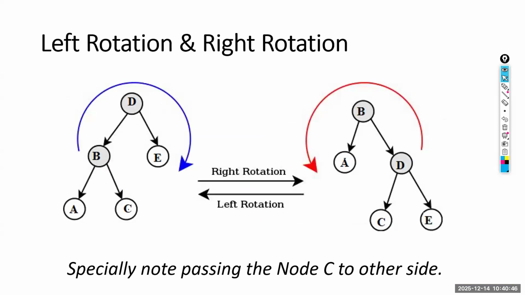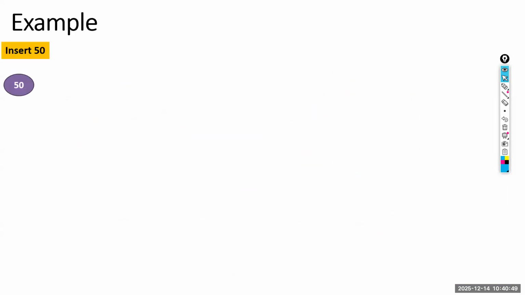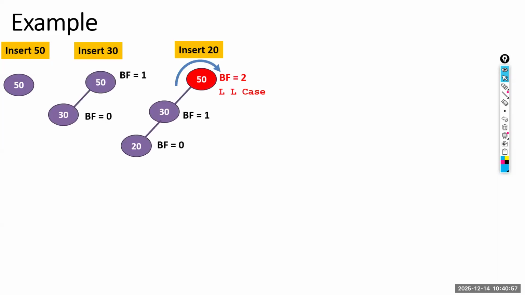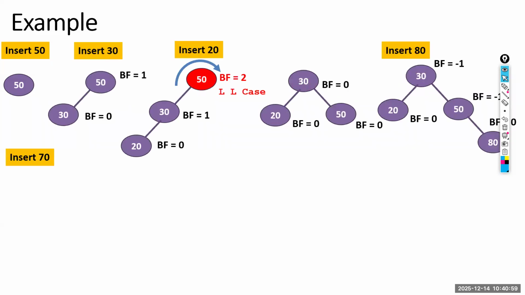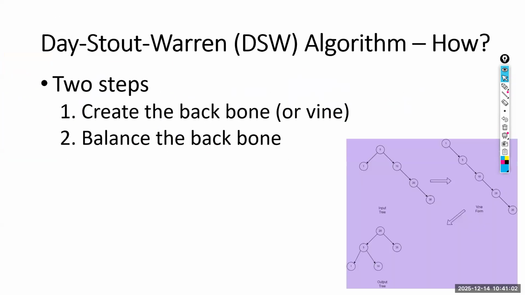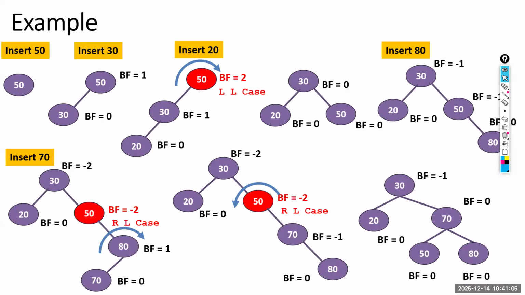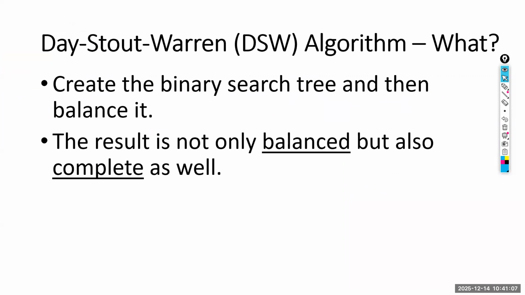So AVL we discussed, right? What is left rotation, what is right rotation, what is the left left scenario, left right scenario, right right scenario, right left scenario, when to use single rotation, when to use double rotation. These rotations are applicable for the DSW algorithm as well. So you must know how to do the left rotation and the right rotation. If you are not very sure, you need to refer to the recording. So this is how the DSW algorithm works.